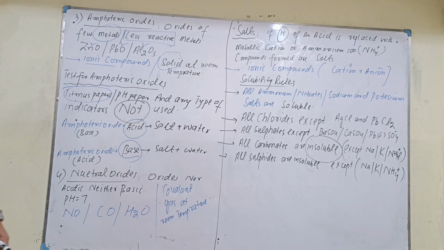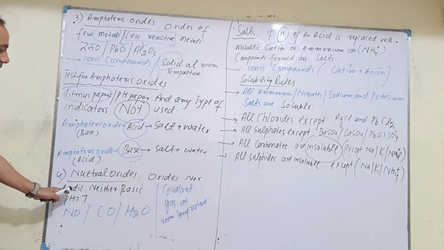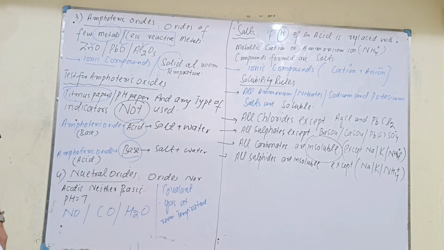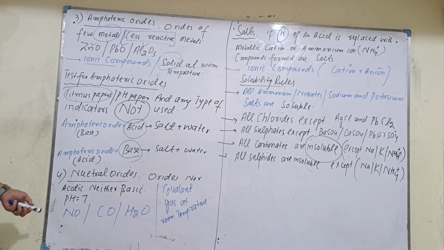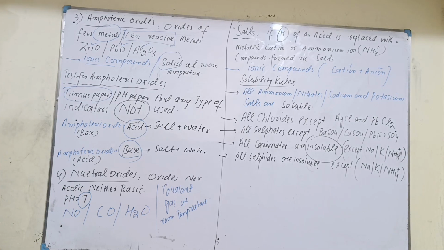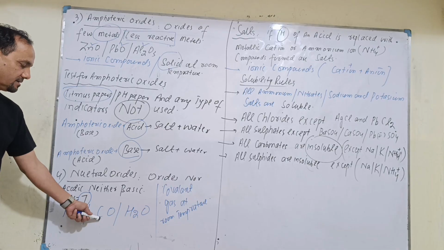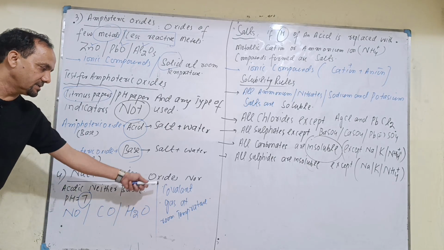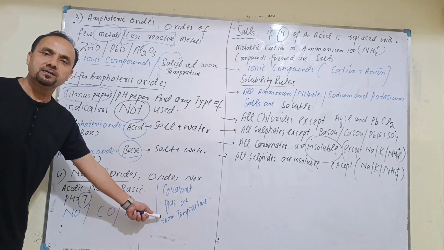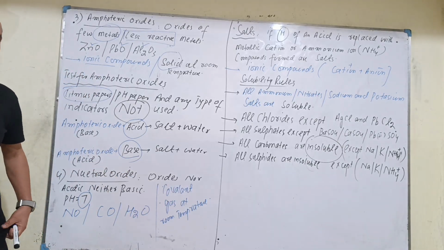The fourth one, neutral oxide. They are oxides of non-metals. They don't have acidic character. They don't have basic character. And if you check through litmus paper, you will get exactly the pH value of 7. Nitric oxide, carbon monoxide and water, these are the common examples of neutral oxides. They are covalent in nature, so definitely they should be in the gaseous form at room temperature.